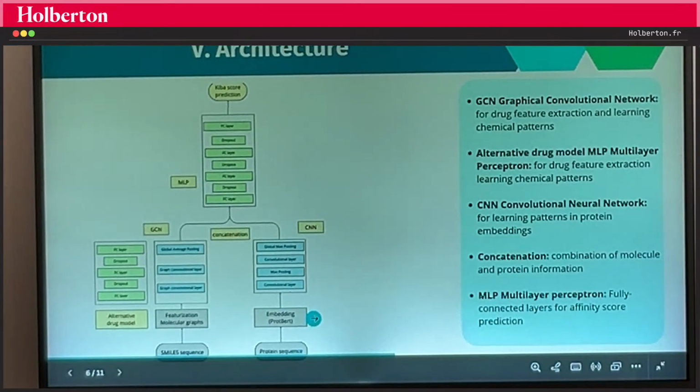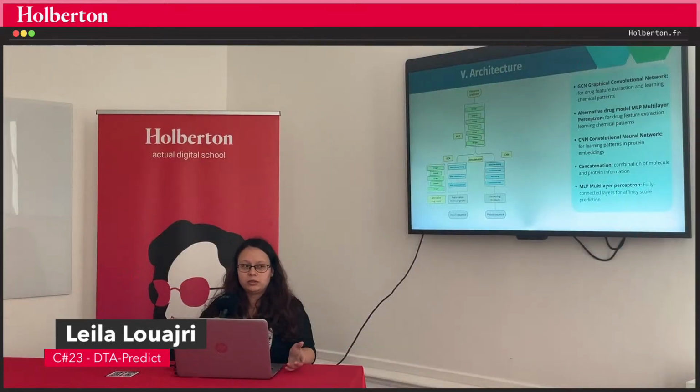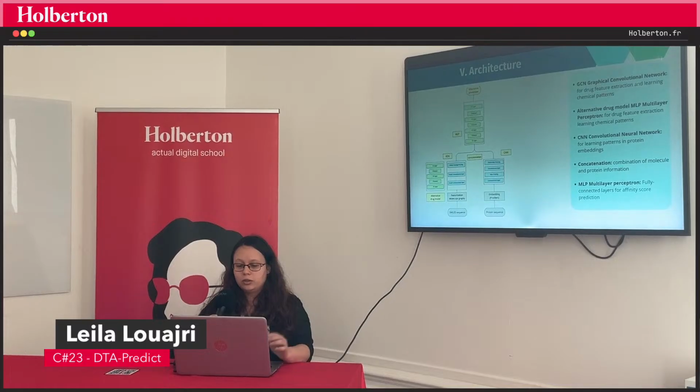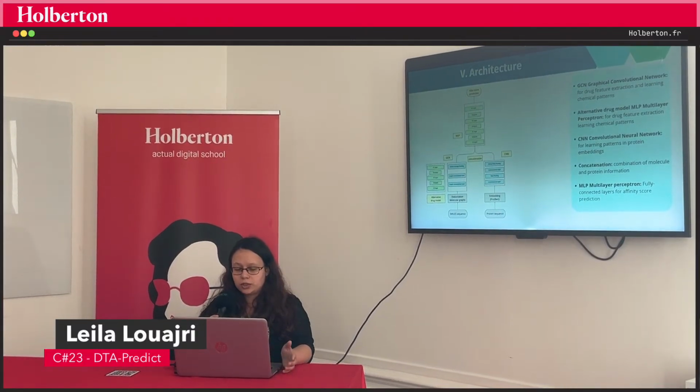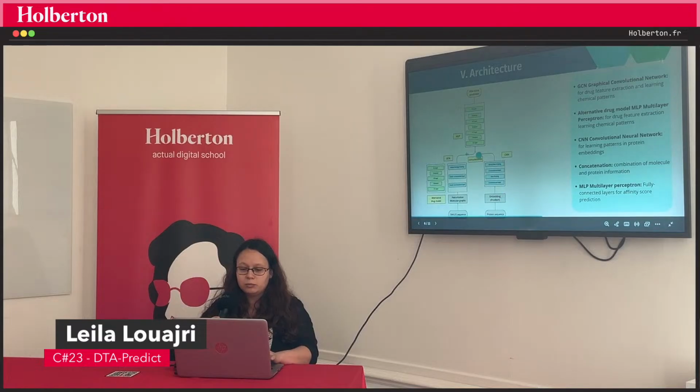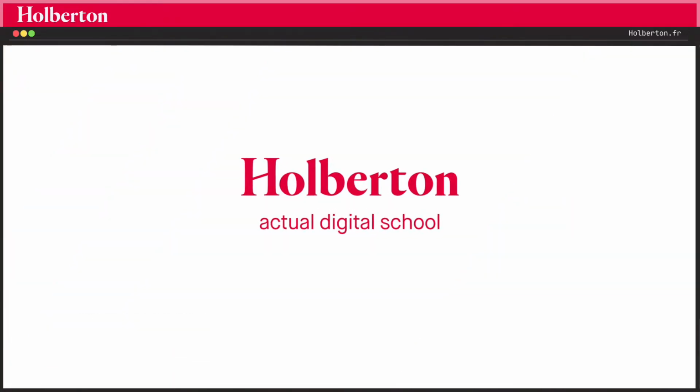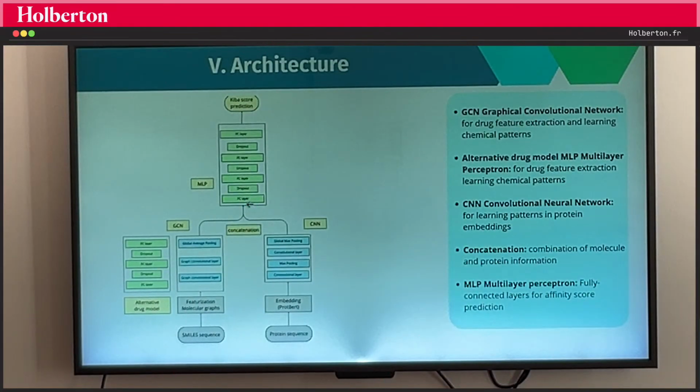The second block, the CNN, convolutional neural network, is typically a type of machine learning model used for image classification, but here we are using it to learn patterns and perform feature extraction on the protein sequences. Then both the representations of the drug molecules and protein sequences are concatenated and fed to a third block, an MLP, so composed of fully connected layers, and this third block is the block that will be able to perform the affinity score prediction.